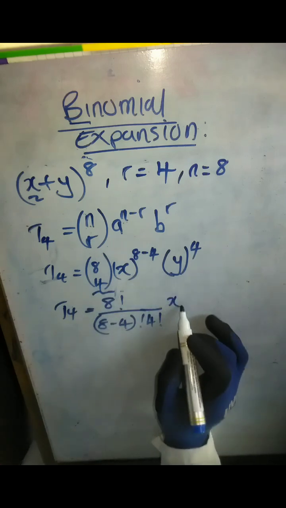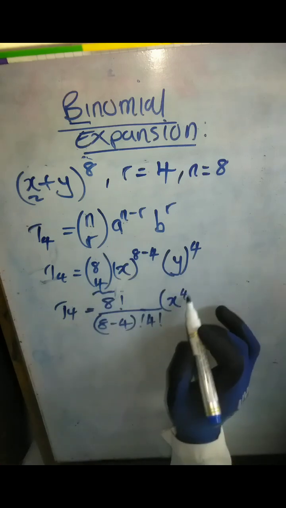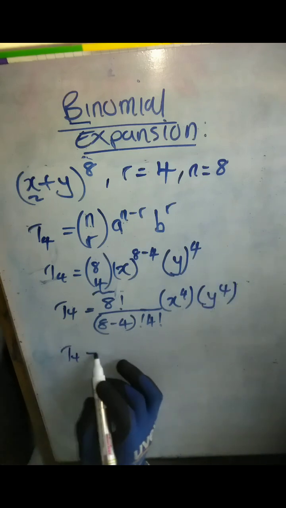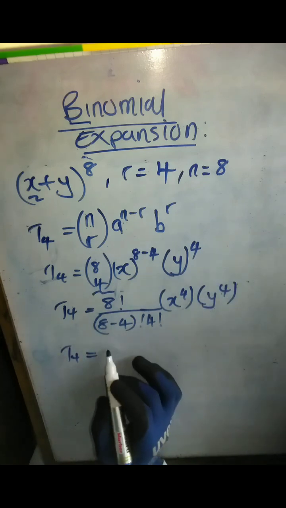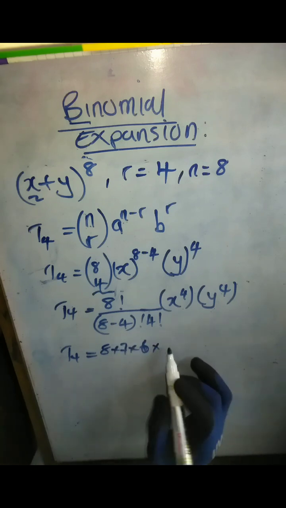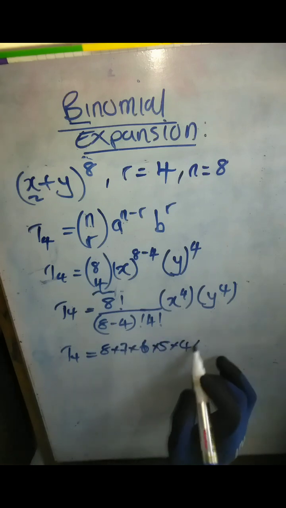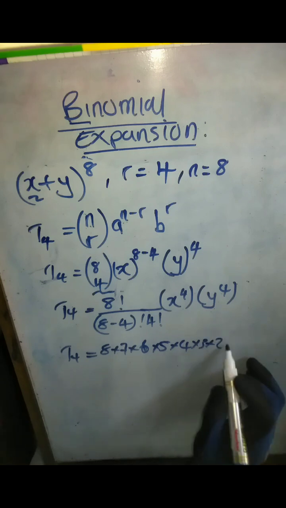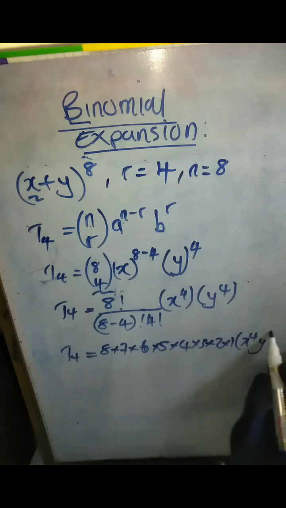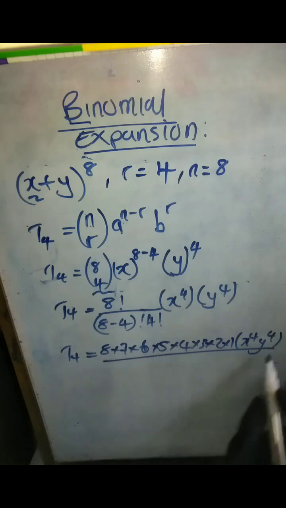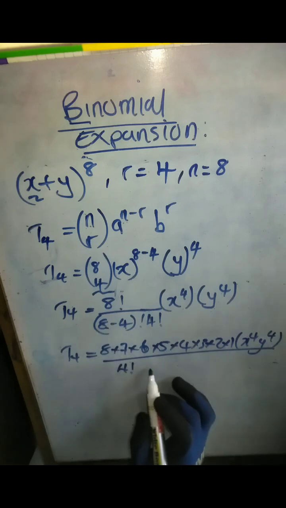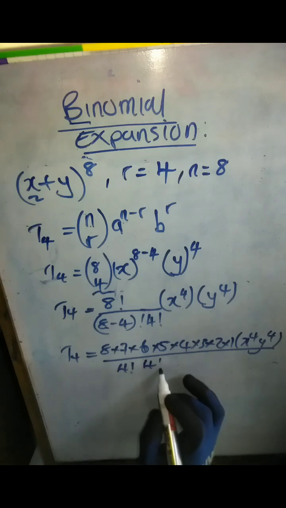Then this is x to the power 8 minus 4, which is 4, and we have y to the power 4. So our fourth term now becomes 8 factorial, which is 8 times 7 times 6 times 5 times 4 times 3 times 2 times 1, then x to the power 4 and y to the power 4, divided by 8 minus 4, which is 4 factorial, times again 4 factorial.